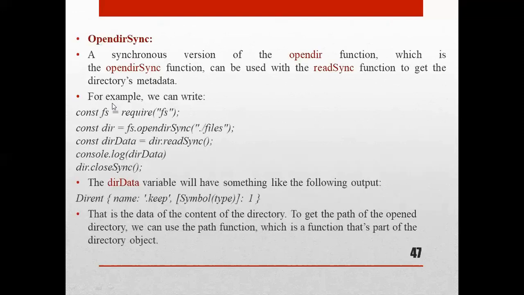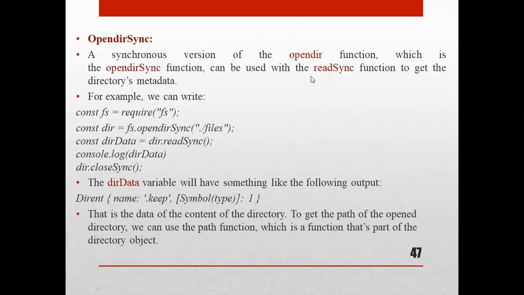Then see the open directory synchronously. We have seen the synchronous and asynchronous parts for read directory and close for open. Now open directory synchronously. This is the synchronous version of the opendir function. We have seen the opendir function, and this is the synchronous version of it. Here it can be used with the readSync function. All the synchronous functions we can use by combining the synchronous versions.